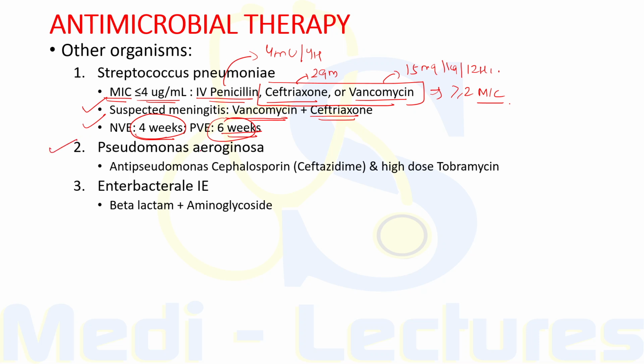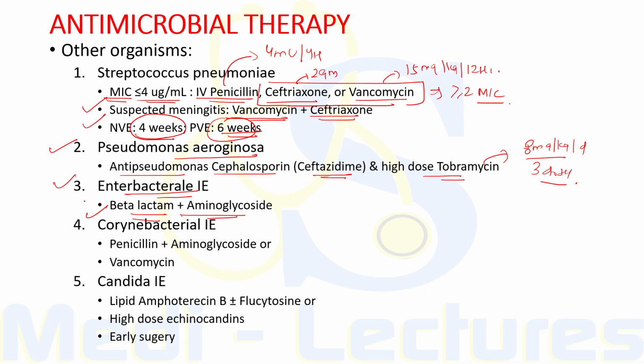For treatment of Pseudomonas aeruginosa, we can give anti-Pseudomonas cephalosporin like ceftazidime along with high dose tobramycin, that is 8 mg per kg per day in 3 divided doses. For enterobacterial infective endocarditis, we give combination of beta-lactam along with aminoglycoside. For corynebacterial endocarditis, we can either use penicillin along with aminoglycoside combination if the organism is susceptible to aminoglycoside. Alternatively, we can go for vancomycin.